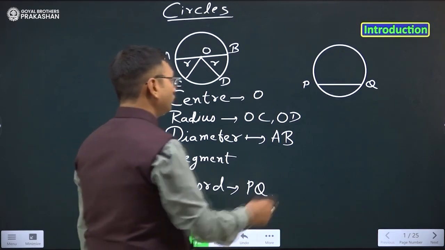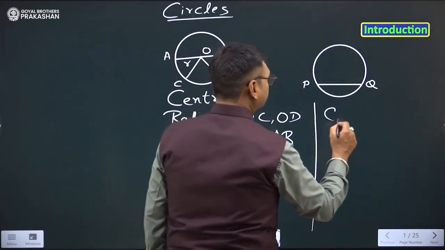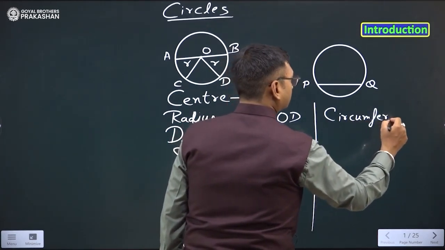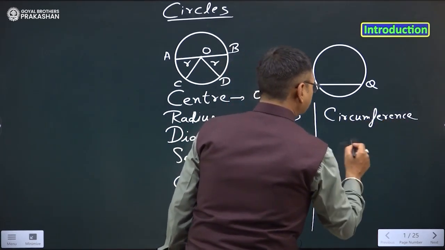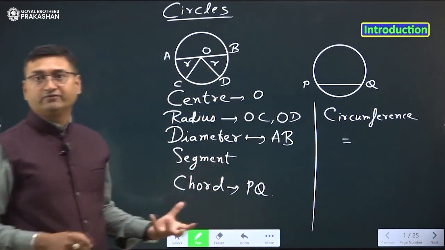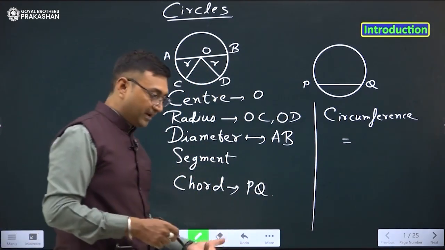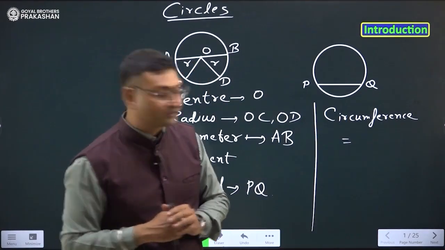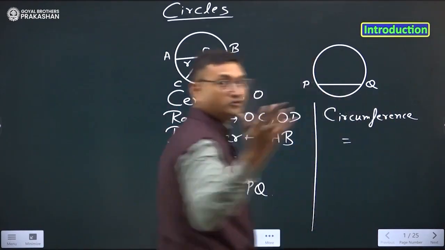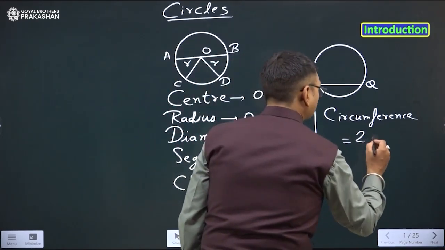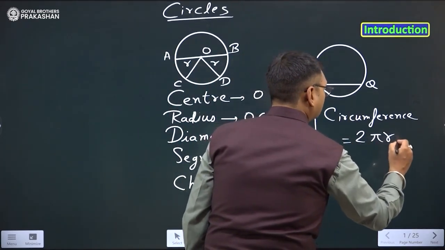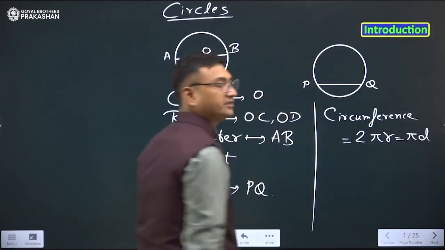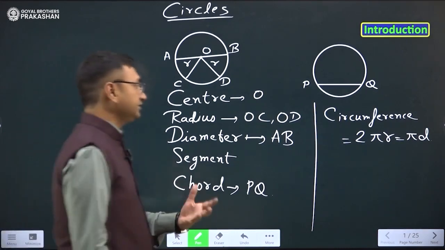Now before going to the segment, circumference. Circumference is the new name for the perimeter of the circle. Perimeter means sum of all the sides. In this case, we say this as circumference. And the formula for the circumference, can you please tell me, my dear students? Yes, that is 2 pi r, or you can say pi multiplied with diameter, isn't it? So this is the boundary of the circle, that is circumference.